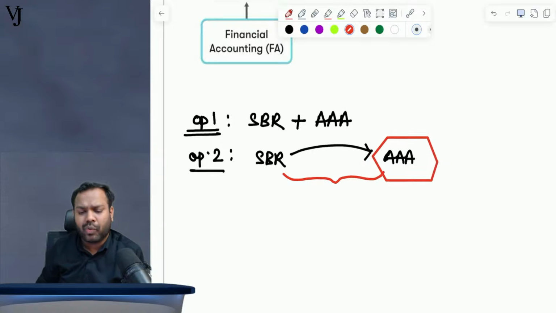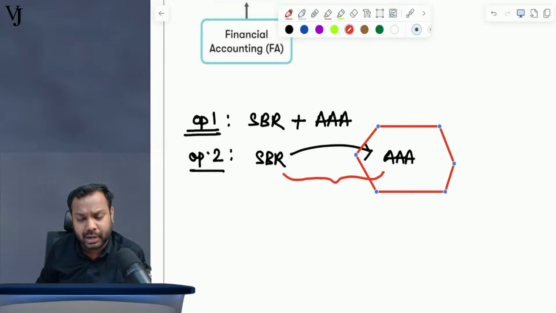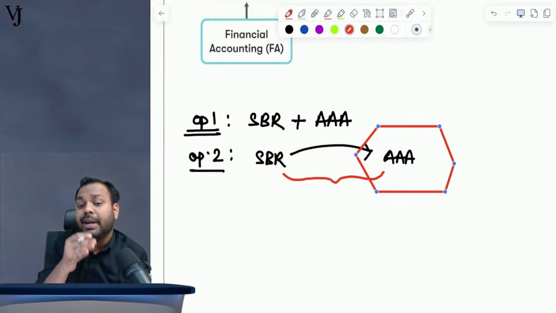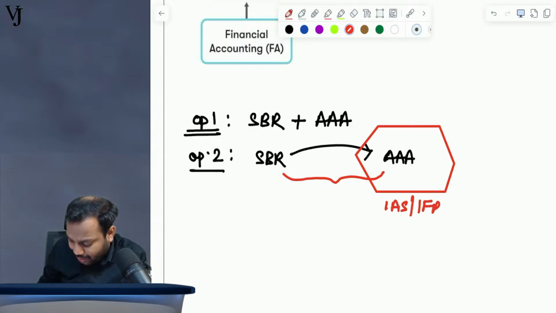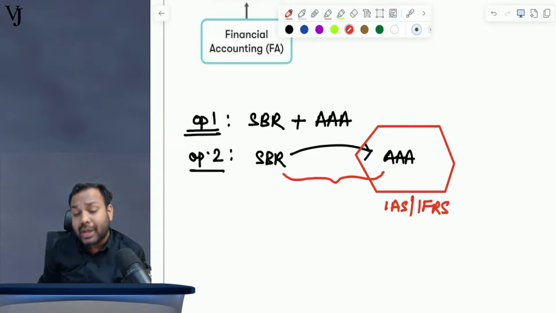Why? What is the meaning of triple A? Audit. In audit, what do you do? Audit of financial statements. So while appearing for the triple A paper, you should have the knowledge of IAS and IFRS.